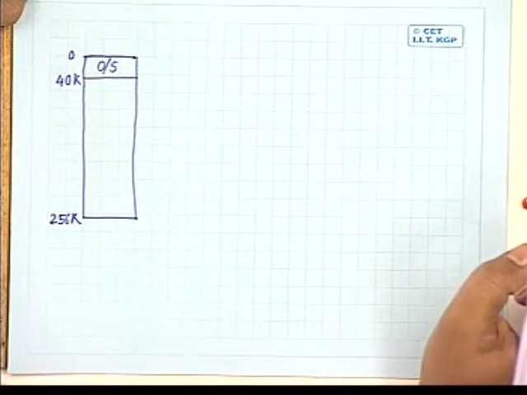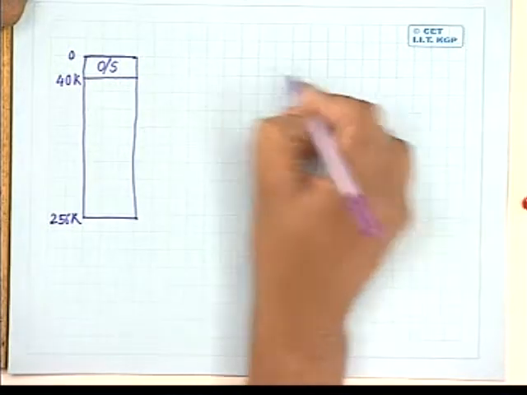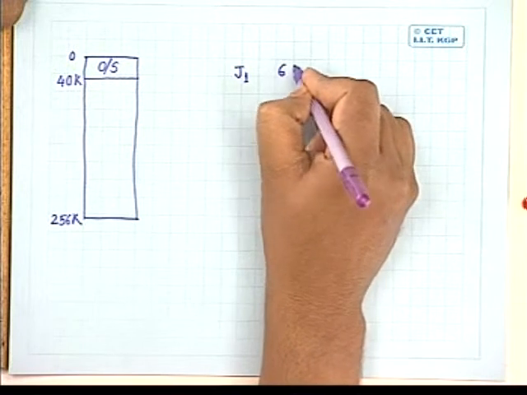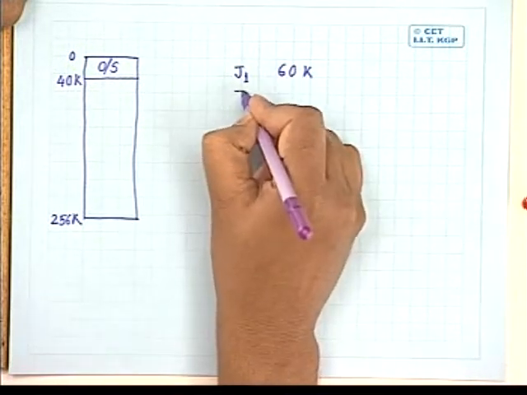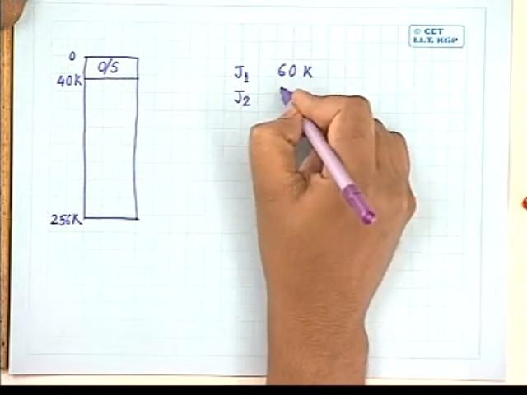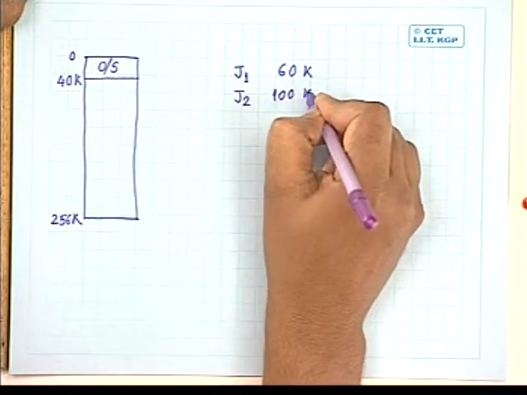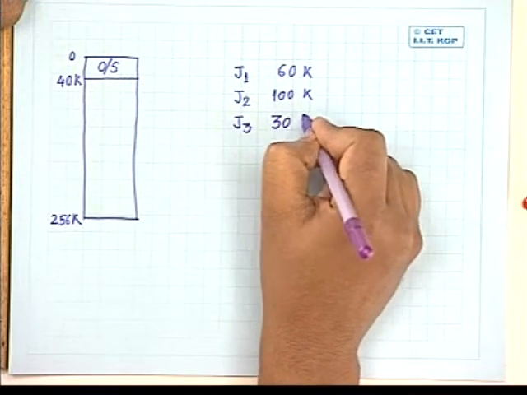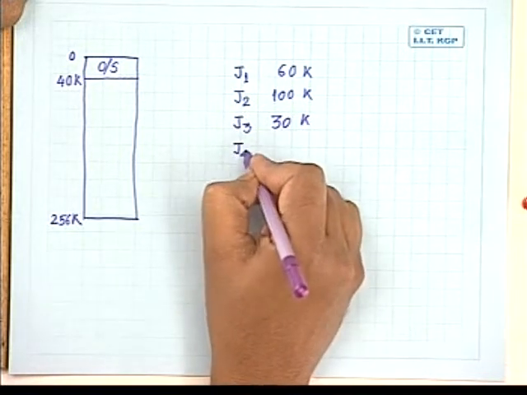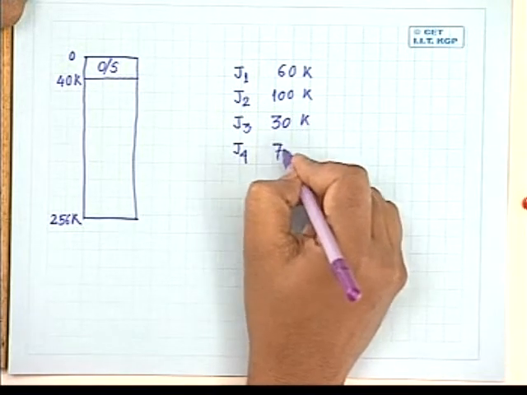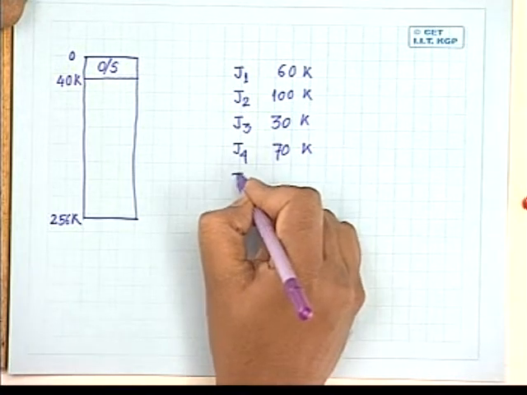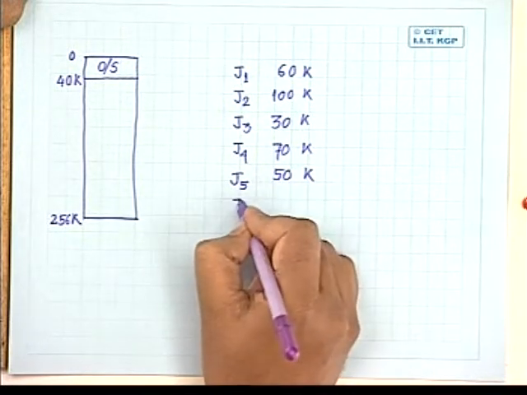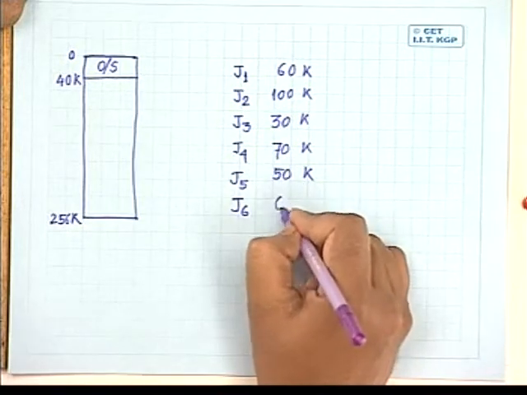Suppose I have a number of jobs. Job J1 requires 60 kilobytes of memory. Job J2 requires say 100 kilobytes. Job J3 requires say 30 kilobytes. Job J4 needs say 70 kilobytes. Job J5 needs 50 kilobytes, and job J6 may need say something like 60 kilobytes of memory.